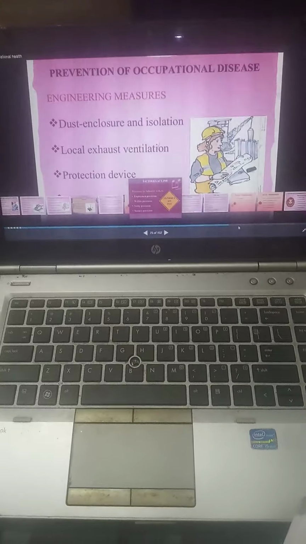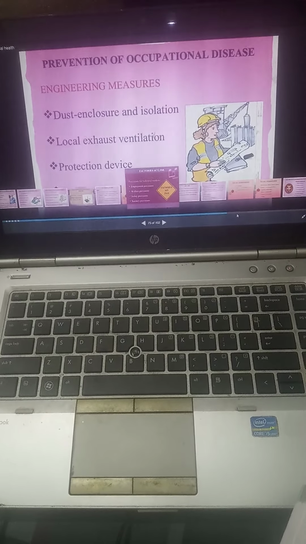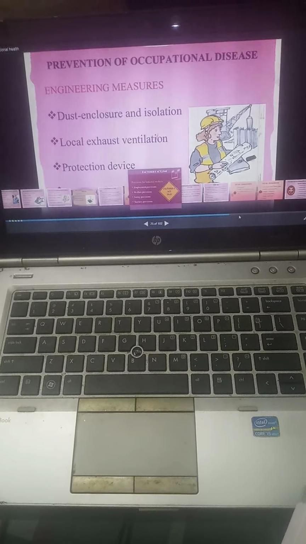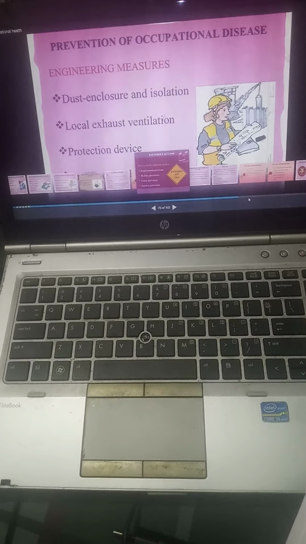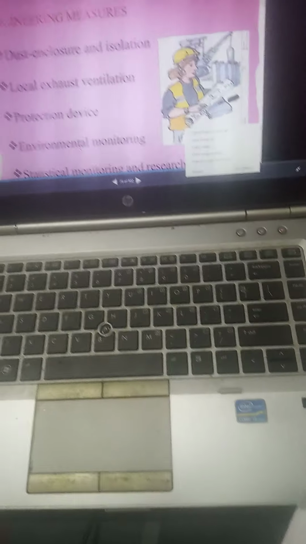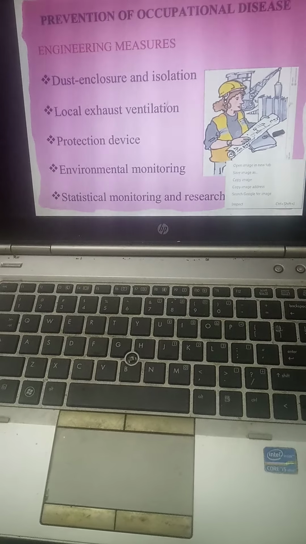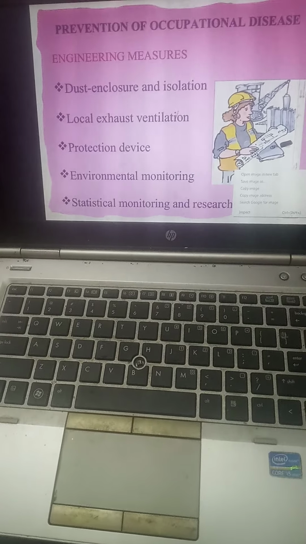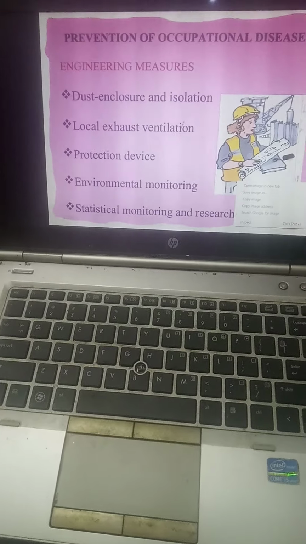Local exhaust ventilation again is very important. It takes away dust, fumes, and injurious substances, which can be extracted at source before they escape into the factory atmosphere. And then protection devices are very important, like N95 particulate respirators. Gas masks are the oldest devices used to protect workers against airborne contaminants, and they are still used for the purpose. There are two classes of respirators: those which remove contaminants from air and those to which fresh air is supplied.